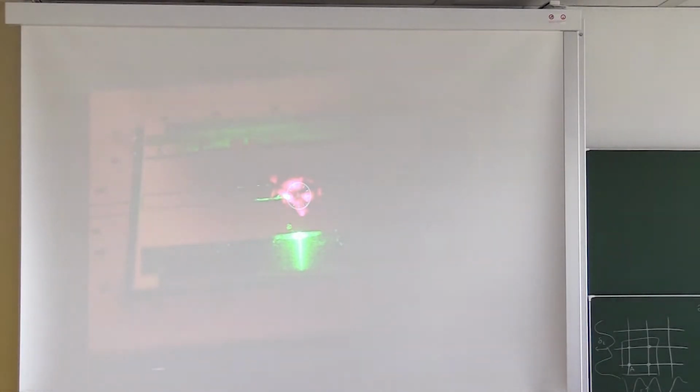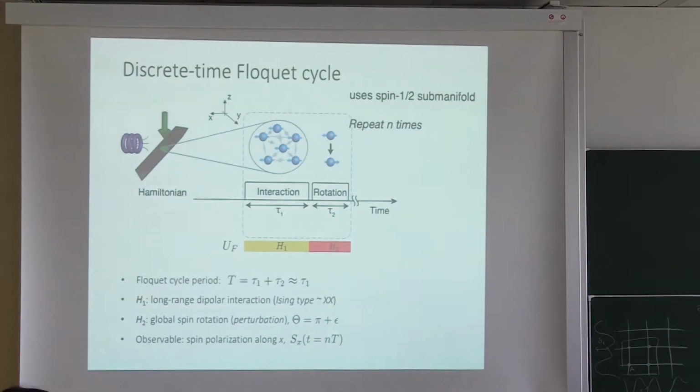Okay, so in this very slowly thermalizing system, we are now trying to implement a time crystal. And the idea is the following. We came up with a Floquet cycle that looks like this. It has an interaction part and a rotation part. For this particular case, we again work in a spin 1/2 submanifold. We initially prepare all the spins pointing along the x direction, and then we have them interact for this duration tau1 with an interaction that's only of Ising type.